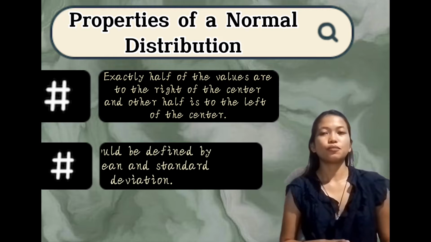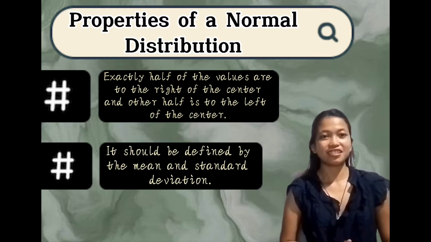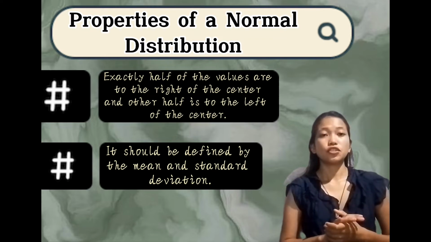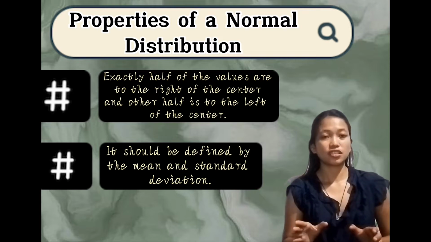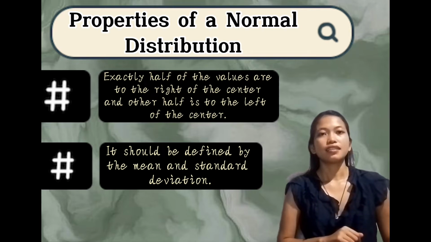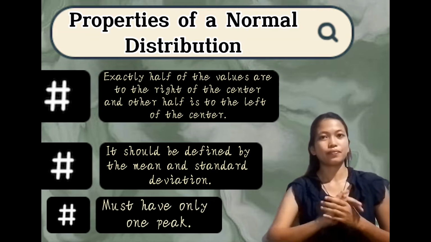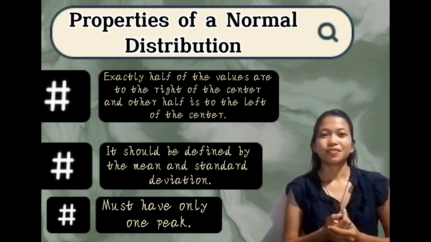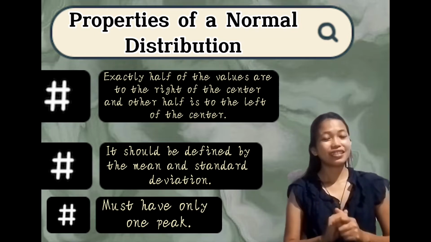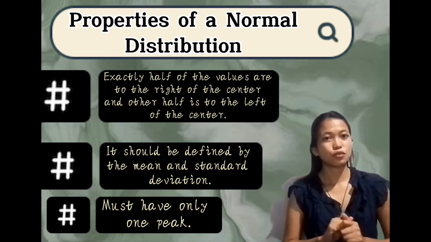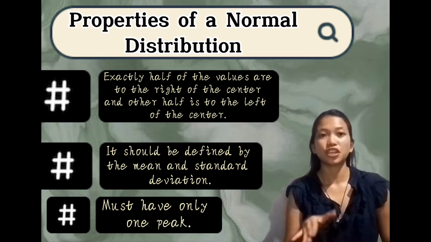Next property is that the normal distribution should be defined by the mean and standard deviation, where the mean measures the peak of the curve and the standard deviation measures how the curve stretches or squeezes. The next property is that the normal distribution curve must have only one peak, or be unimodal. Why? Because again, the curve is symmetric. So if it has two peaks, it will not form a normal distribution graph, it is no longer a bell-shaped curve.